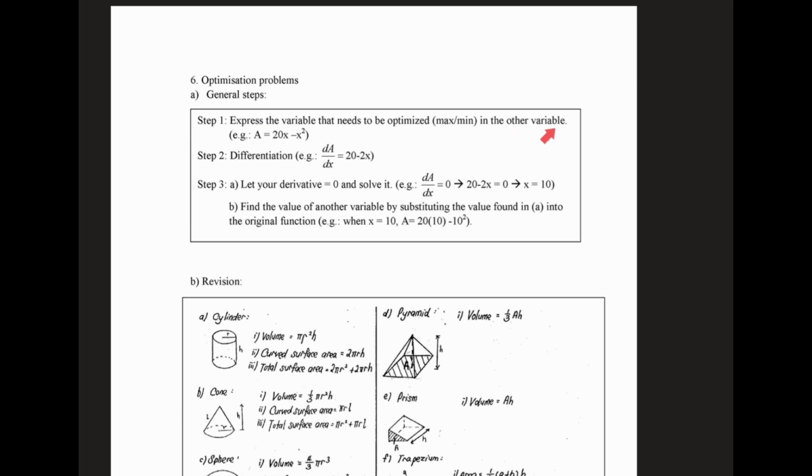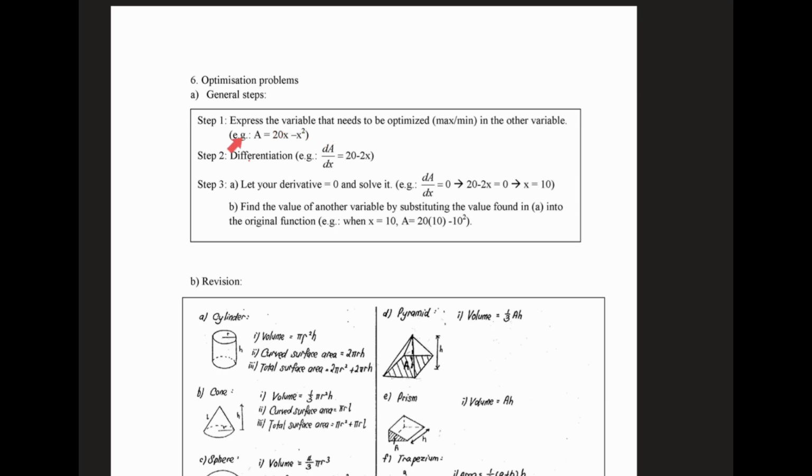So let's say for example the question said find the maximum area. Then you have to form the equation of area in x, for example. Then you differentiate, then you let it equal to 0, then you solve to find x, then you substitute this x value back to this original equation, then the area that you get will be the maximum area. Okay, so of course step 1, where you need to find the equation.